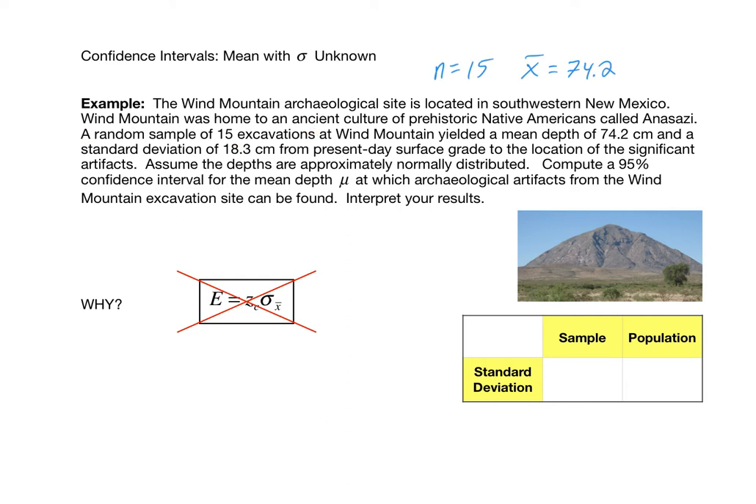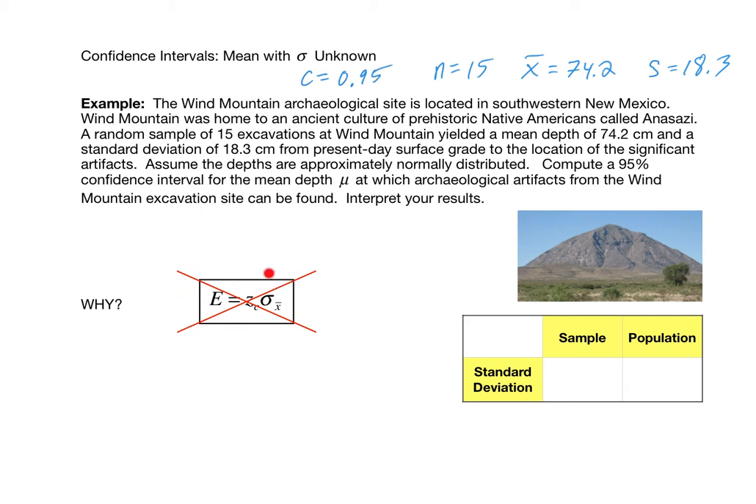So just to read it one more time, a random sample of 15 excavations at Wind Mountain yielded a mean depth of 74.2 centimeters and a standard deviation of 18.3 centimeters. So that standard deviation, 18.3, is a sample standard deviation, which is represented by the lowercase letter s. The only other numeric piece of information we have here is 95% confidence interval, so we know that C has to equal 0.95. So now let me ask this again.